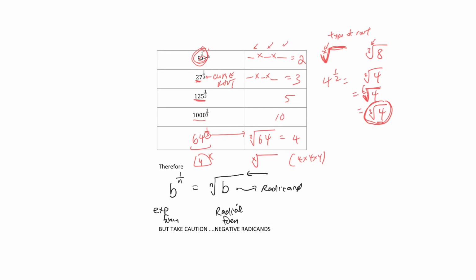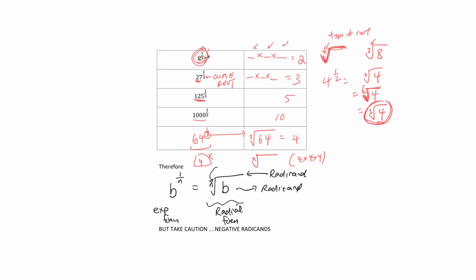This symbol here, in grade 9 or 10, you call a square root, but we can't call it a square root here because the number inside is not necessarily a 2. It could be any number greater than a 2. And this is overall called the radical form.